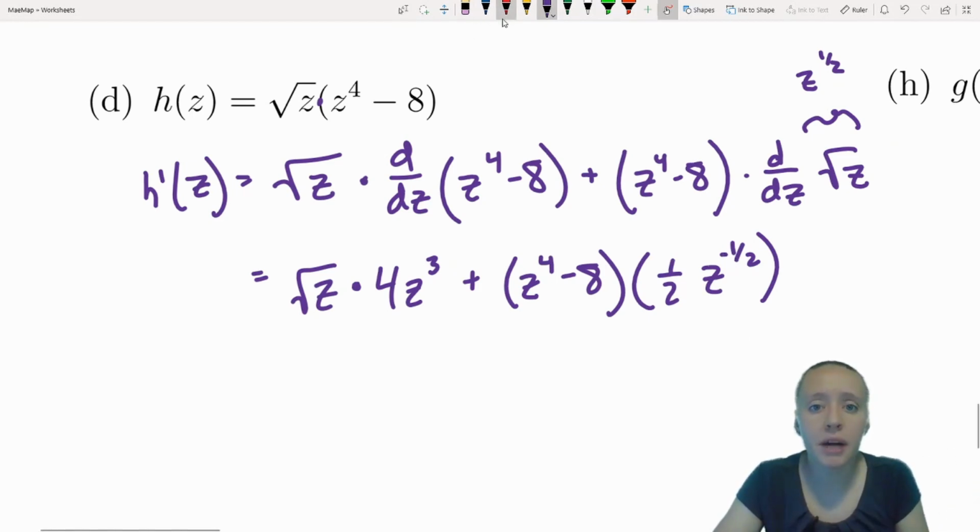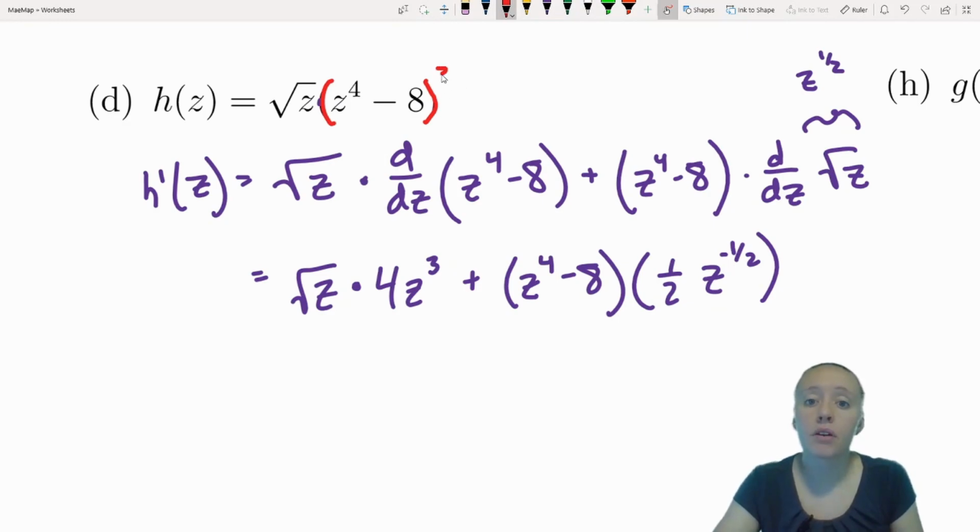But let's go ahead for practice. Let's switch this problem up just a bit and actually make it something where the chain rule is required. Let's say that we had z to the 4th minus 8, and we had that all raised to a power of 3.